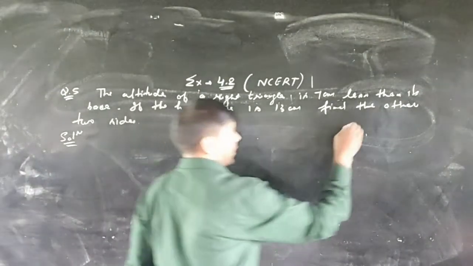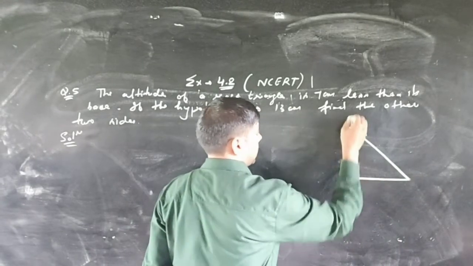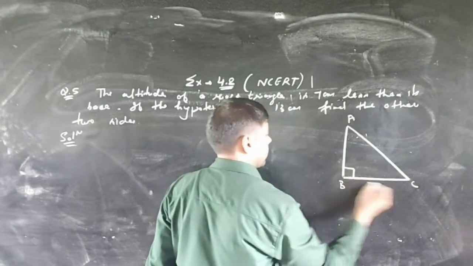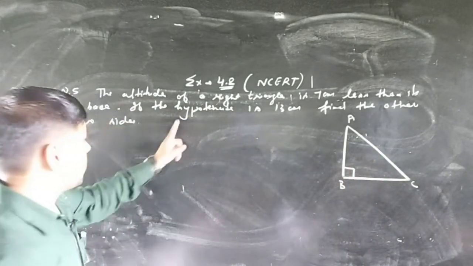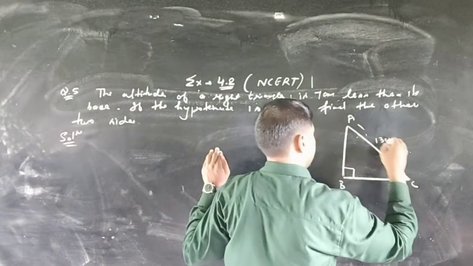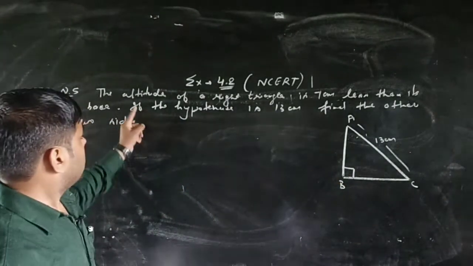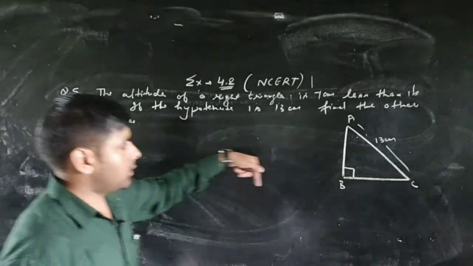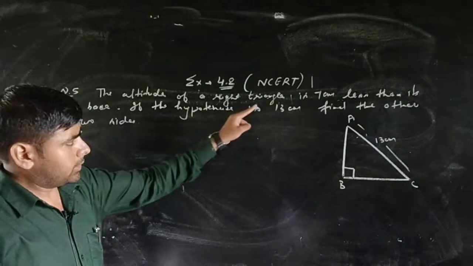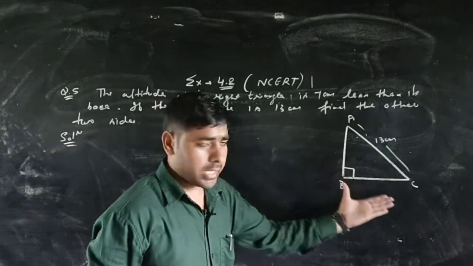This is a right angle triangle. Let this point be A, this B, and this C. Right angle. This is perpendicular, this base, and this is hypotenuse. The hypotenuse is given here 13 centimeter. The altitude means perpendicular height, this perpendicular height AB. The altitude of a right triangle is 7 centimeter less than this.